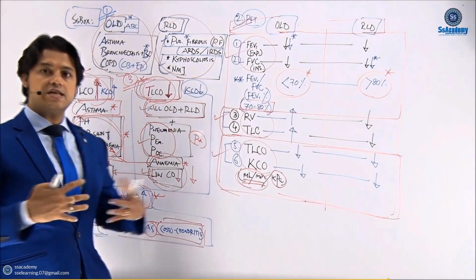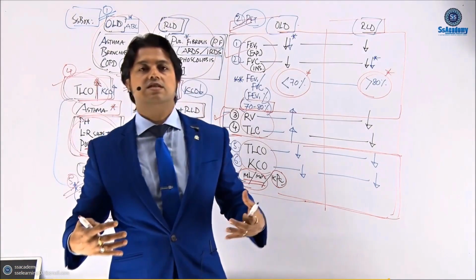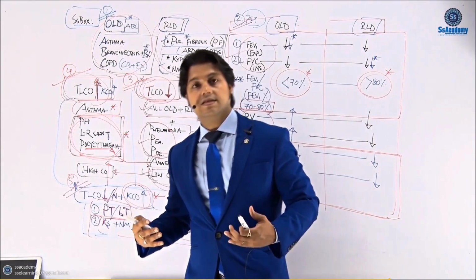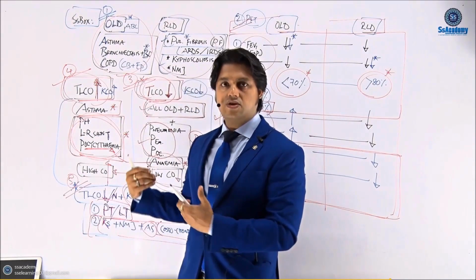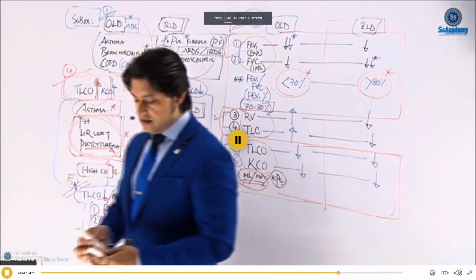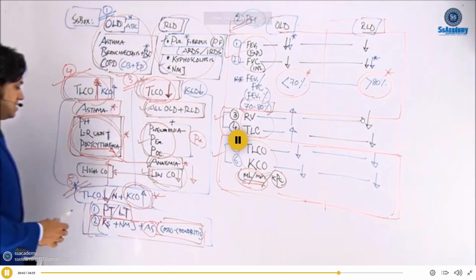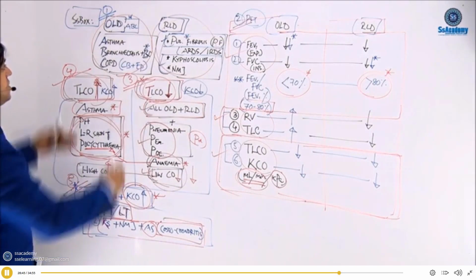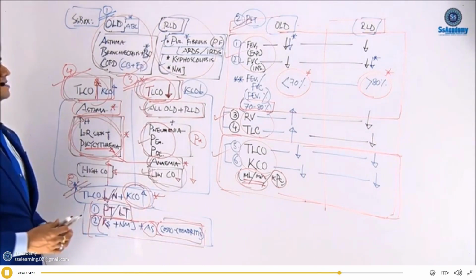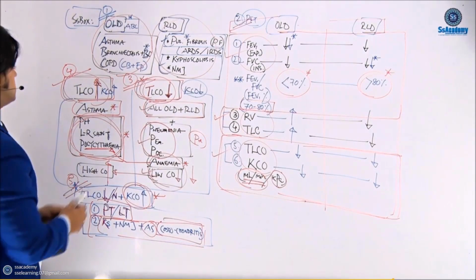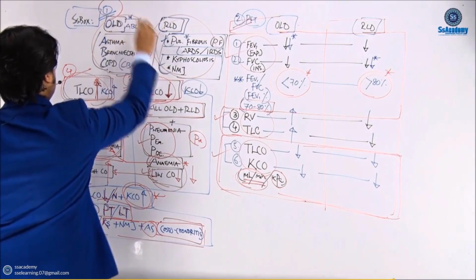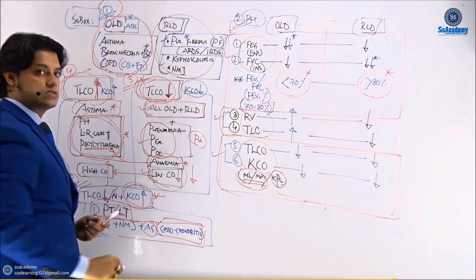Same thing happening in the chest wall deformities, meaning chest wall diseases. Chest wall diseases like neuromuscular junction disorder, kyphoscoliosis, and costochondritis, as well as ankylosing spondylitis. I hope that the last box is the most important box among all these pulmonary function tests.